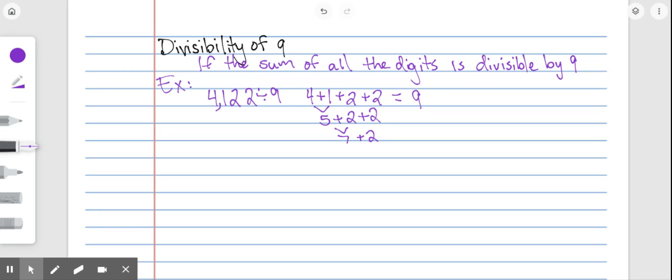As long as that sum is something that I can divide by 9, it is divisible by 9. So come up with your own example, please, so that we can talk about it in the chat.